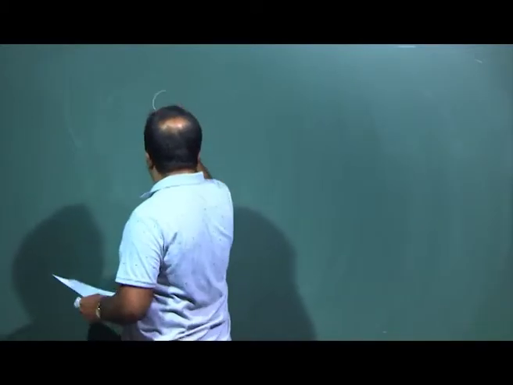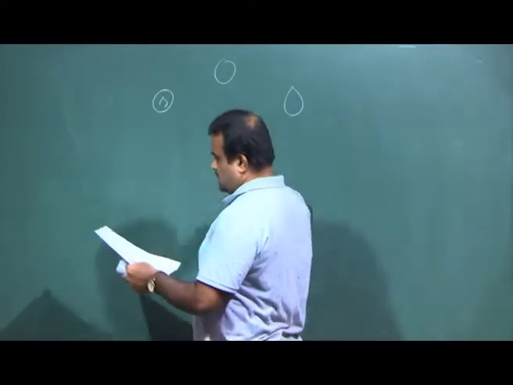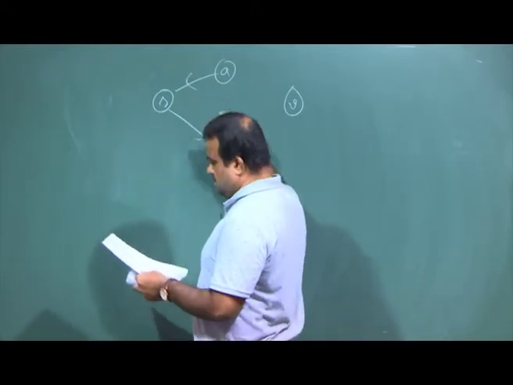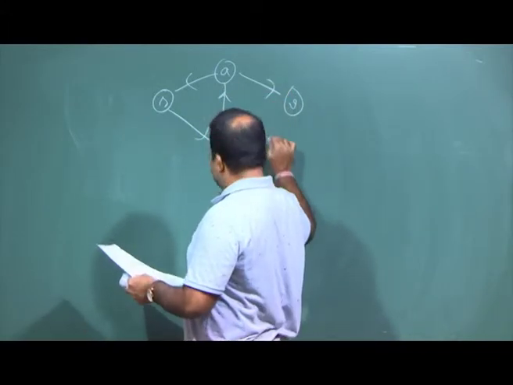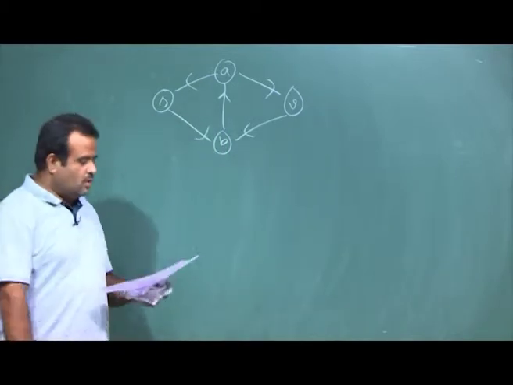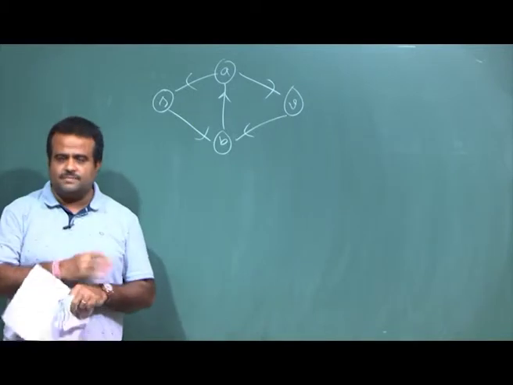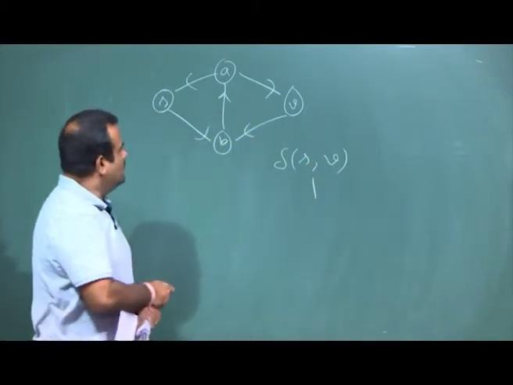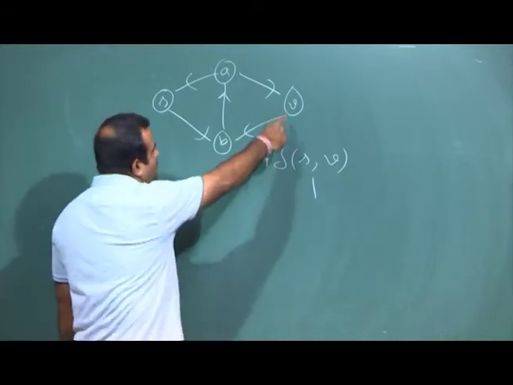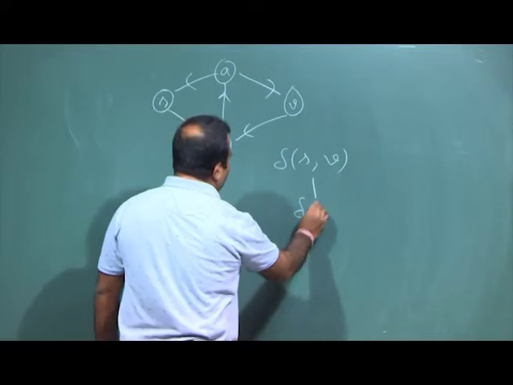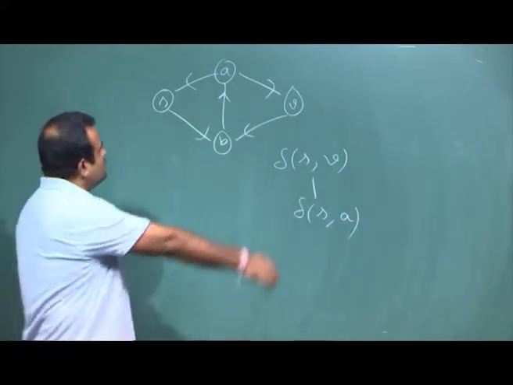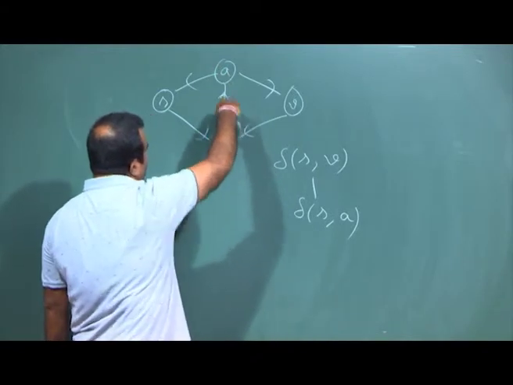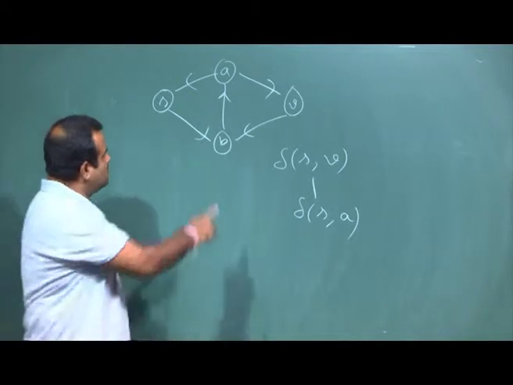Suppose we have a graph like this, with vertices S, V, A, B, and these are the edges. Now suppose we want to apply this memoized algorithm, the guessing algorithm, and we want to compute delta of S comma V. To compute this, what are the edges going into V? The in-degree edge from A. So, you have to compute delta of S comma A, because there is only one edge going into it. Now, to compute delta of S comma A, we need to look at the edges which are incoming to it. This is one only.